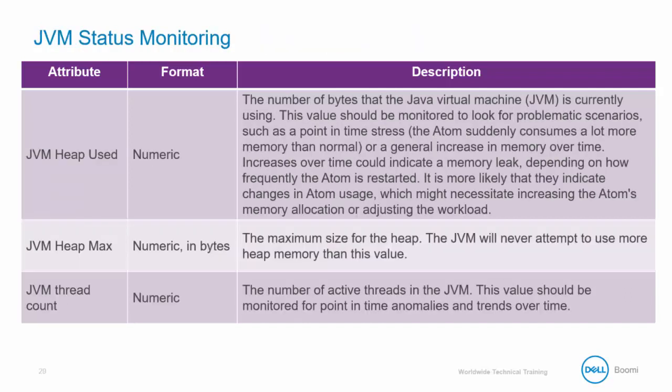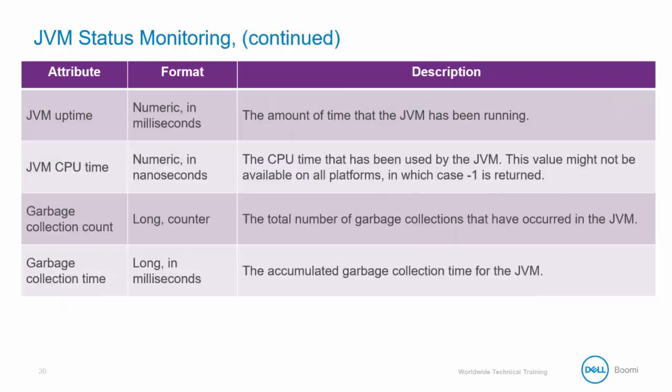We talked earlier about heap allocation, but JVM will not always use the full allocation, and if the JVM does reach the full allocation over long periods of time, you may consider adding more heap space or additional resources to the server. Monitoring the thread count will give you a point in time for anomalies or slowness in the process. JVM uptime and CPU time are indicators of past issues to give a point in time. Garbage collection count is an indicator that the garbage collection is on.